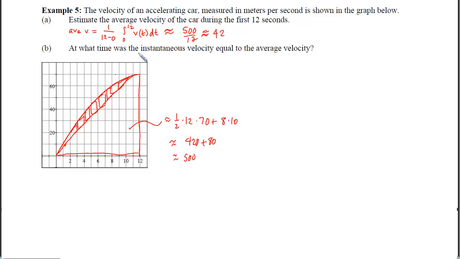Now the question is, at what time was the instantaneous velocity equal to the average velocity? So that's asking us to figure out when outputs on this graph actually equal that average velocity of 42. So if we look at 42 and go over to the graph, it looks like it happens at about 5 seconds.